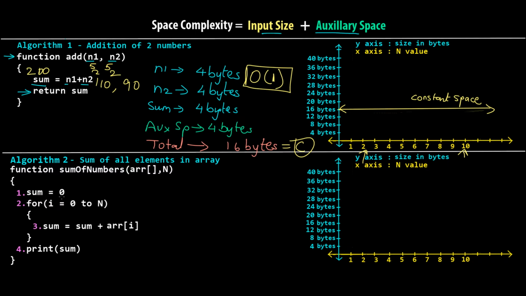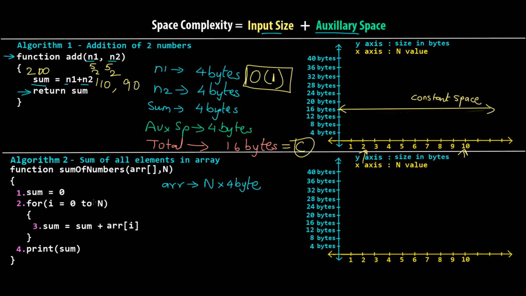Now let's analyze this. We have an array which is of variable size n. Let's assume it is an integer array. The size of this array, arr, is going to be equal to n into 4 bytes, right? So if the size of the array is 5, so 5 into 4, 20 bytes of space is going to be taken in the memory. If it is 10, so 10 into 4, 40 bytes. So n is the variable over here. n can keep on changing, it is not a constant.